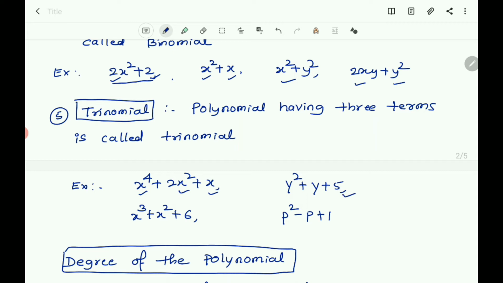And in the polynomial y² + y + 5, there are 3 terms, y², y and 5. So this is also a trinomial. And x³ + x² + 6, here also there are 3 terms, so it is also a trinomial. p² - p + 1 is also a trinomial.